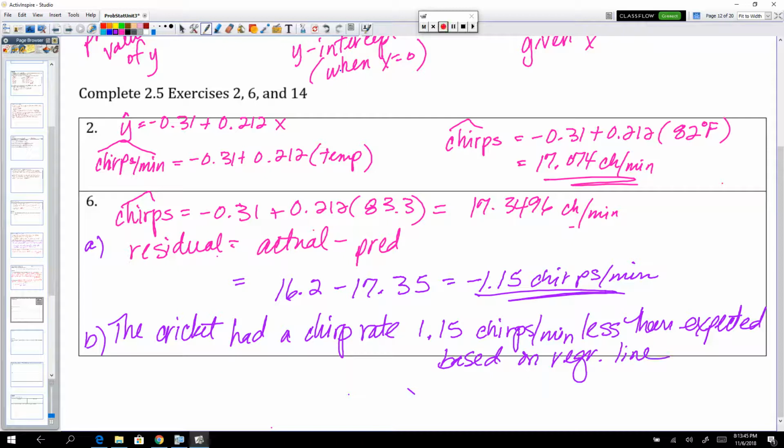Okay, and I hope you're giggling that we're actually having this serious discussion about chirp rates, crickets and their chirping rate. But that's how you would interpret in context. The cricket had a chirp rate 1.15 chirps per minute less than expected. Why less? Because it's negative. The residual was negative, based on the regression line. Okay? Let's move to question 14.